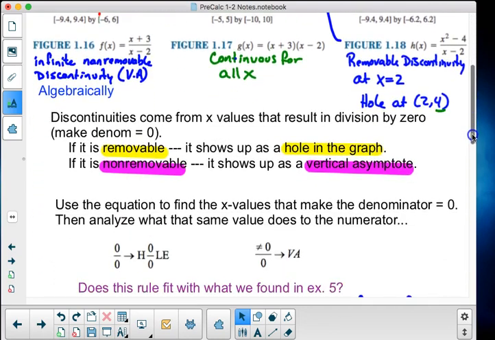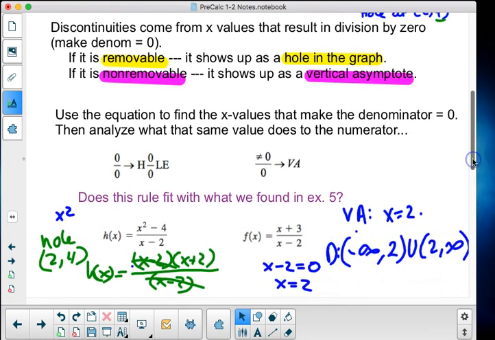All right. Now, when we're going through this, discontinuities come from x values that result in divisions by 0.